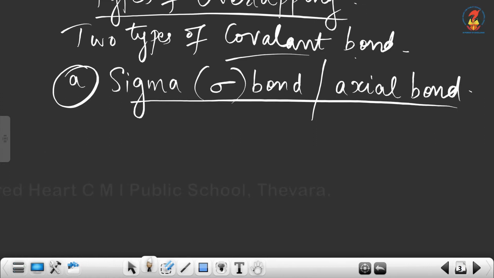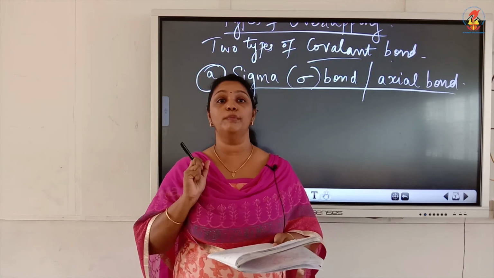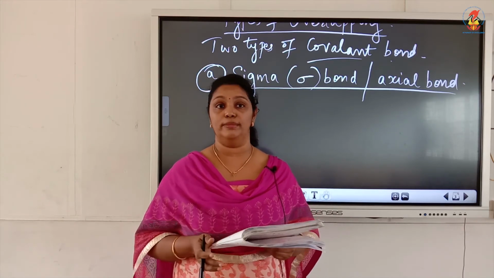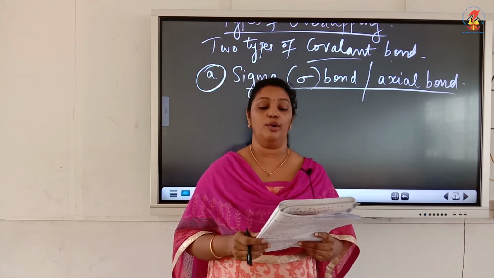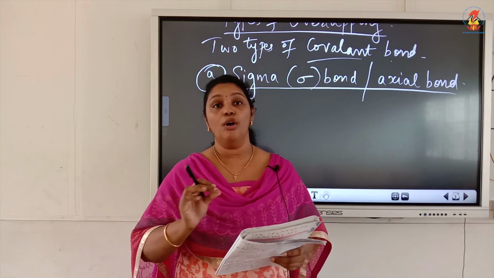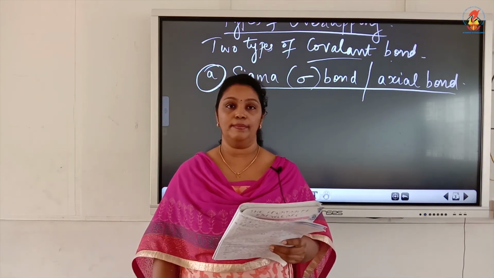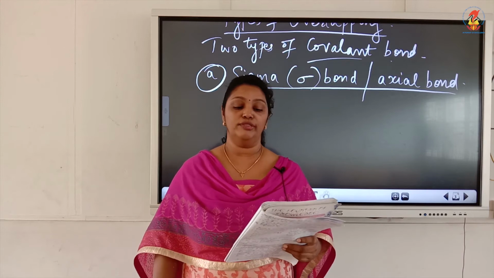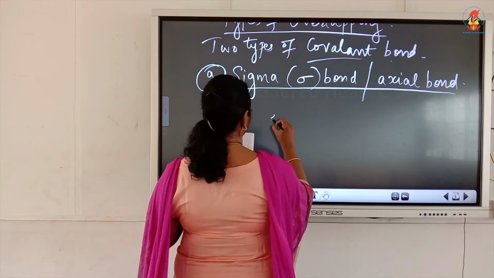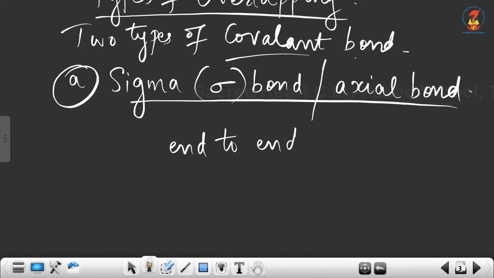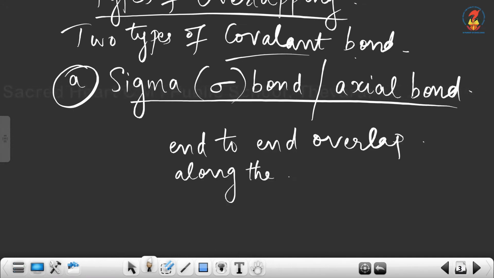So, what do you mean by a sigma bond or axial bond? How is a sigma bond or a sigma covalent bond formed? A sigma bond is formed by end-to-end overlap of bonding orbitals along the internuclear axis, and this is formed by any one of the following types of combination. So how is a sigma bond formed? By end-to-end overlap of bonding orbitals along the internuclear axis.